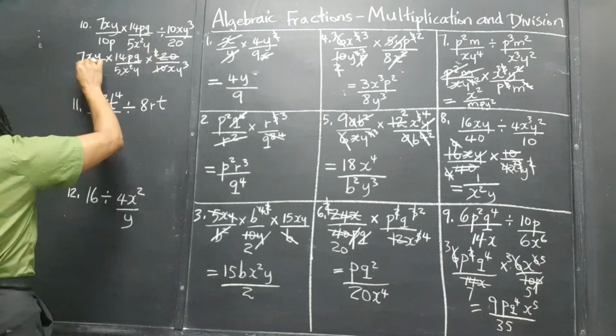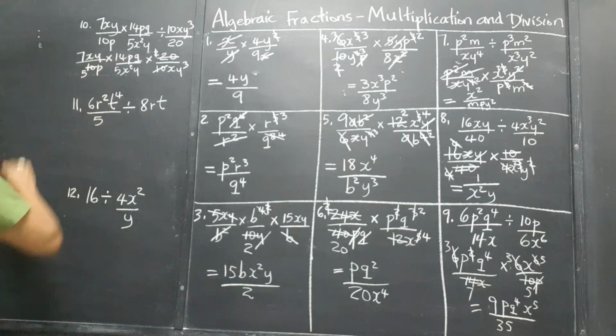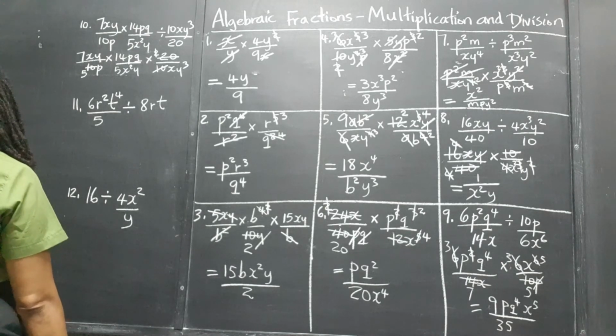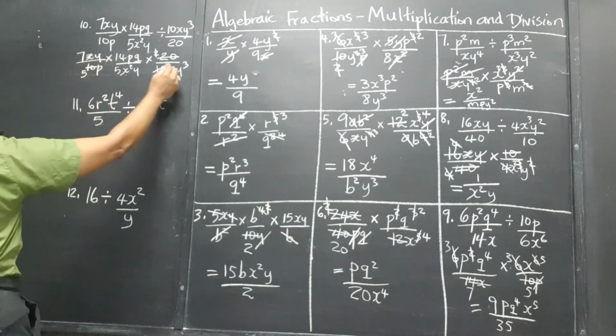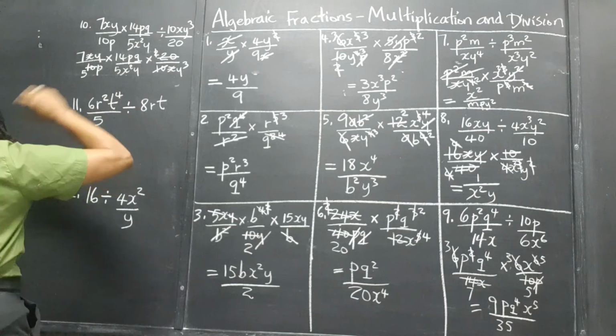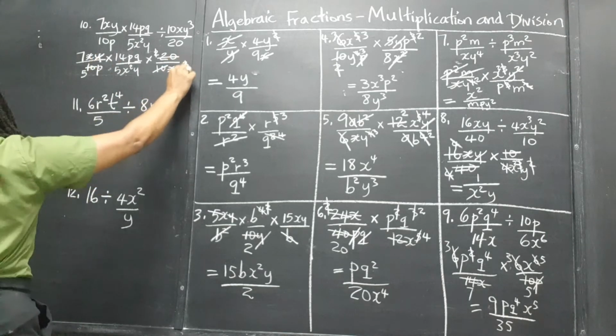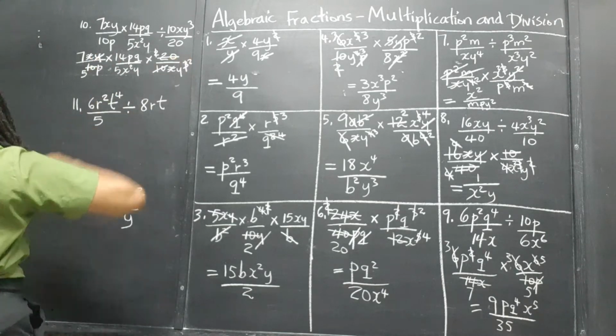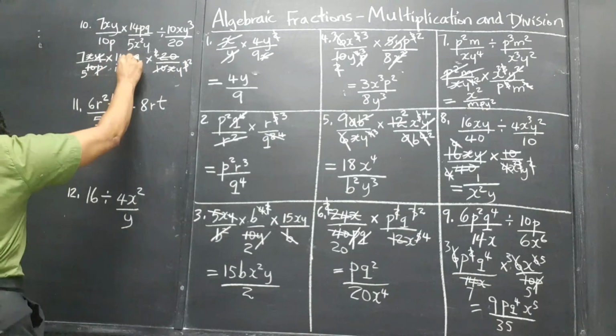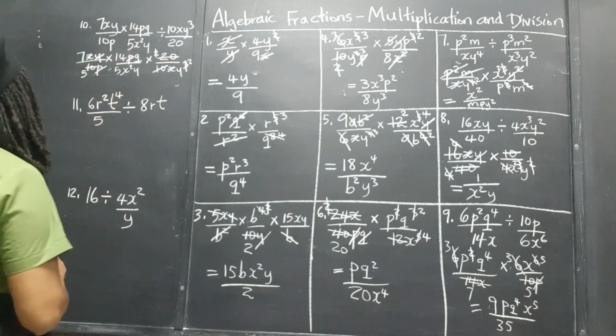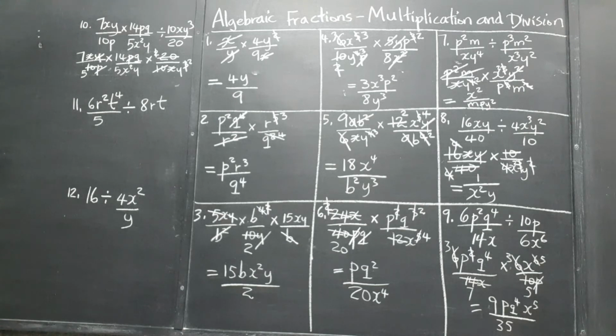2 can go into 10, 5. For the coefficients, we can't simplify any further. Alright, so let's see for the variables. So this x will cancel that x. This y will take 1 out of that y, leave squared. This p will cancel that p. I believe that is it.